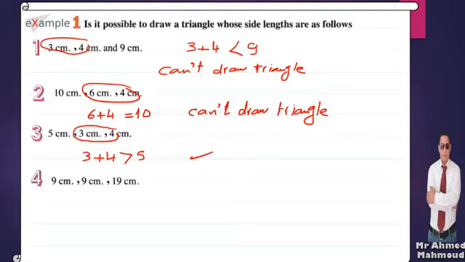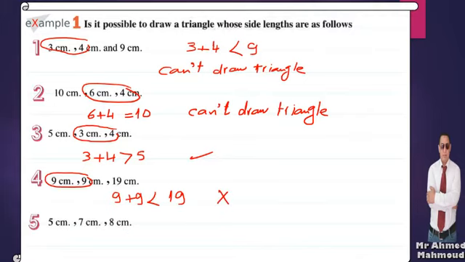The fourth case. Here we have 9, 9, and 19. The two smaller sides, 9 and 9. 9 plus 9 equals 18, and 18 is smaller than 19, so we can't draw a triangle in this case. The fifth case. Here we have 5, 7, and 8. The two smaller sides, 5 and 7, 5 plus 7 equals 12, and 12 is greater than 8, so we can draw a triangle in this case. Let's solve another example.